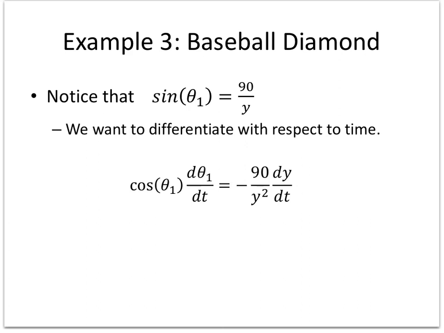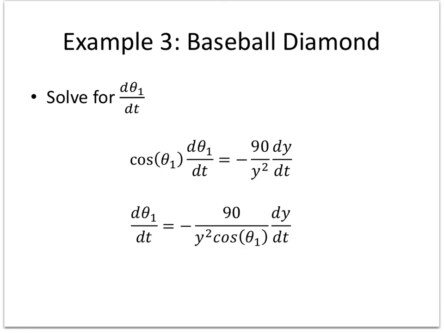That's what I want. Why do I want that? I want to know how my angle theta 1 is changing with respect to time. So I would differentiate this. Sine would become cosine times d theta 1 over dt. This would be y to the negative 1 if you bring it up here, so negative y squared, 90 stays the same, dy dt. And that's what I'm going to solve for.